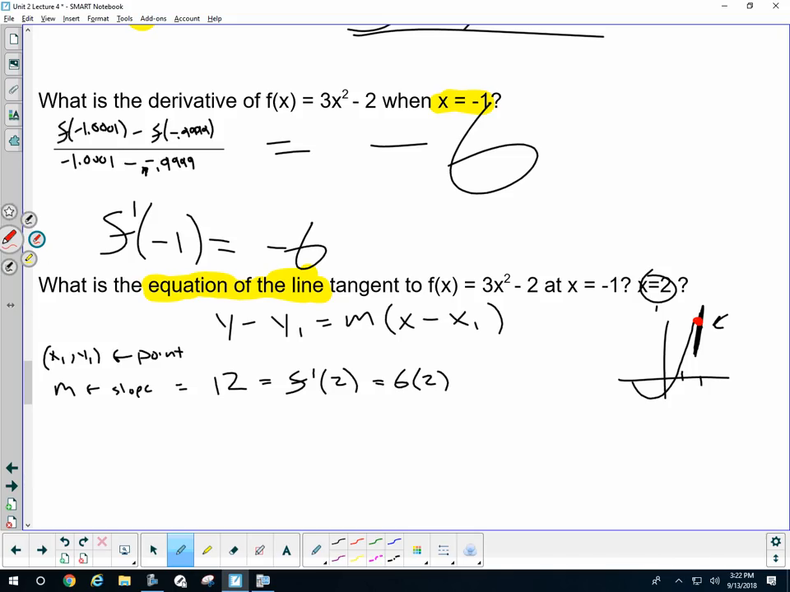Fantastic. So, the point is a point on the function. So, it's going to be on f of x, which is 3x squared minus 2. I need to plug in 2 into f of x, and I get 10. So where is this point? Where is this line passing through? Passing through the point (2, 10).